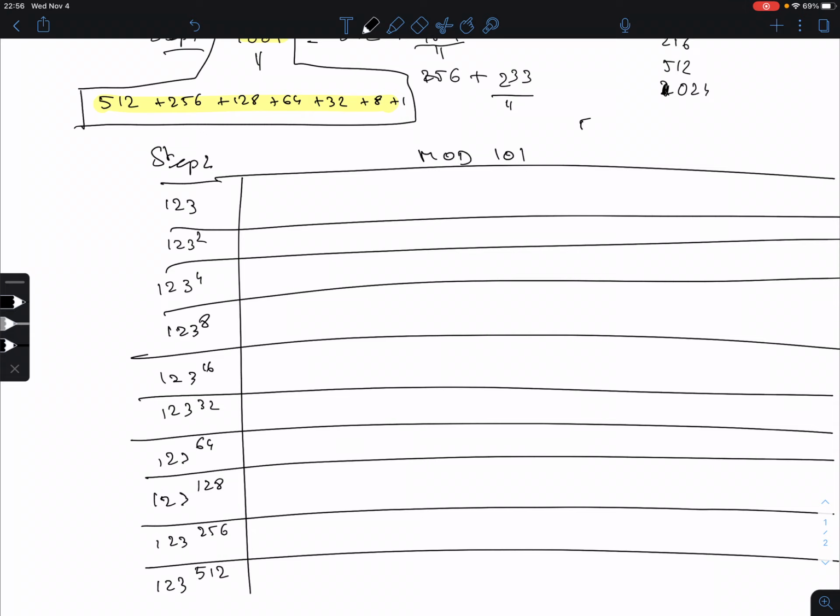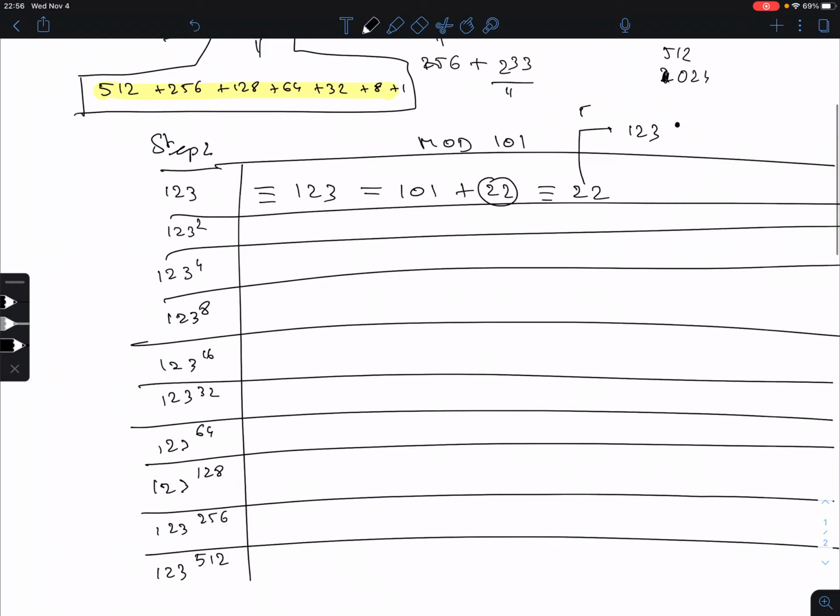Okay, so let's start with 123. 123 to the power 1, that's just 123, but I can already reduce that. And small numbers are easy to reduce. You say it's 101 plus, what's the remainder? 22. So this is the remainder. It's equivalent to 22 mod 101, but I'm not going to write the mod 101 anymore. And remind you how you calculate this: either you use the division algorithm like I did here and find the remainder, or you just use the mod function. This number that I just calculated is of course 123 mod 101. These are the numbers; this is what this column will be.